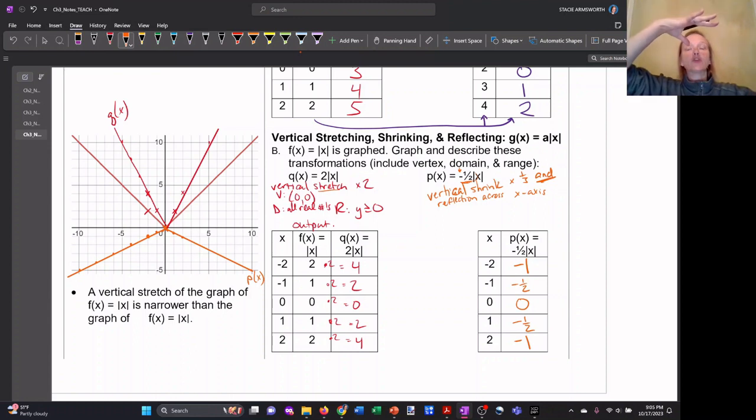Notice that it is a vertical shrink. The absolute value function has been kind of flattened out into a wider v, but it's also been reflected across the x-axis. When you reflect across the x-axis, notice that the x-intercept stays the same.